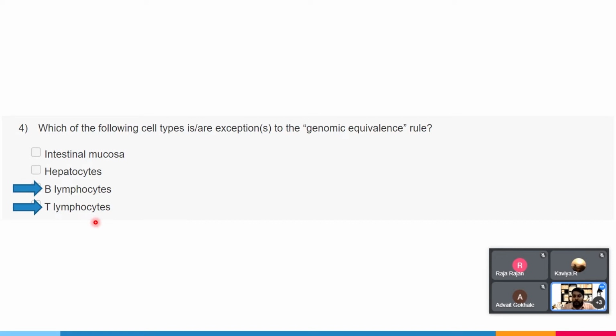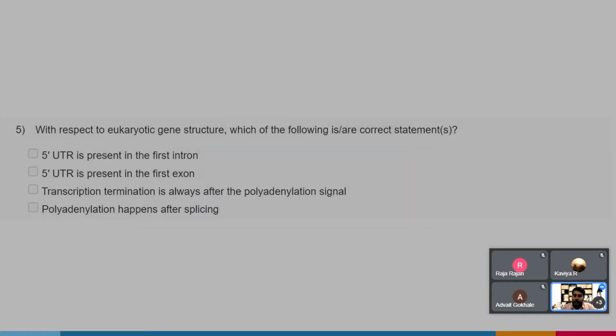Let me add something. There is another cell type in our body that does not have its genome equivalent to other cells in our body. It essentially does not have a genome at all. Can anyone guess which cell I am talking about? Red blood cells, sir. Yes, exactly. Red blood cells do not have a genome or a nucleus. So if that was also an option, we could have gone with it. So that is this question.